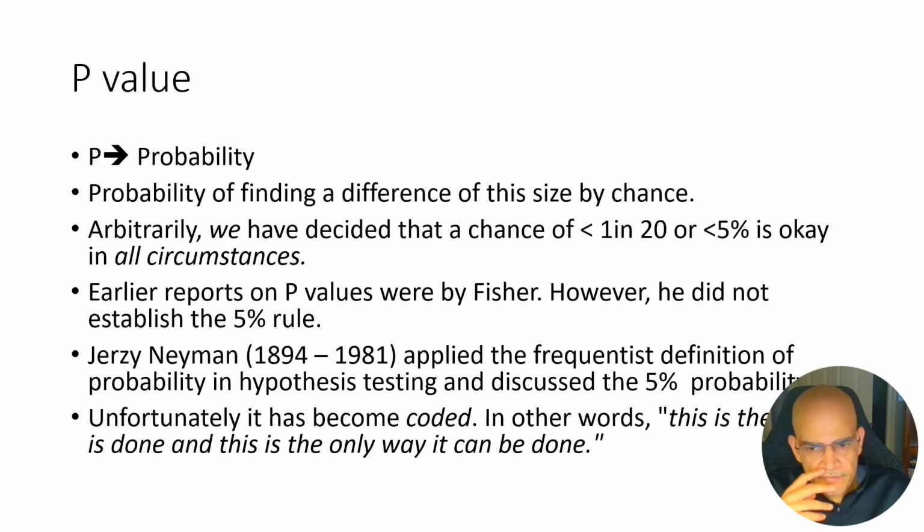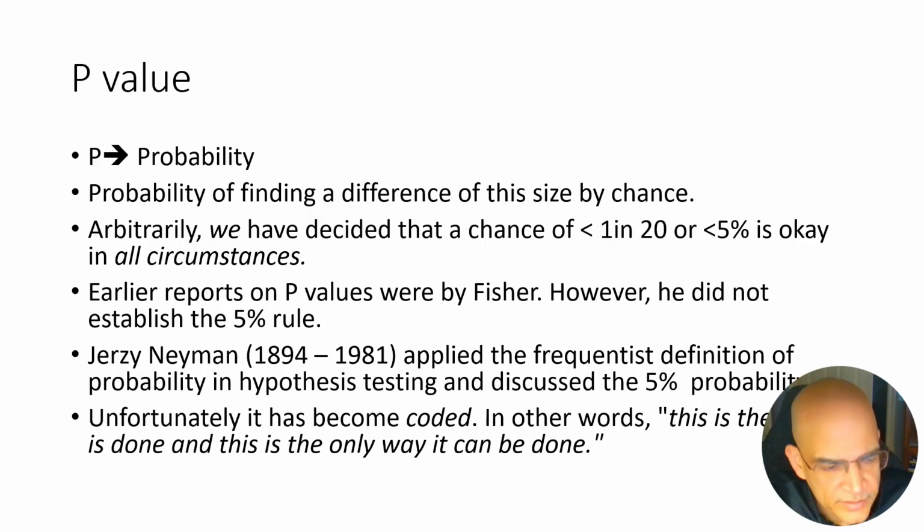So that's the p-value. P is the probability, but the probability here is the probability of finding a difference of this size or more by chance. That's what the p-value means. We have decided that 5% is statistically significant in all circumstances, but there's no science behind it. Earlier reports on p-values were by Fisher. However, he did not establish the 5% rule. We credit this to Jerzy Neyman, who developed the frequentist distribution of probability in hypothesis testing, and he discussed the 5% probability.